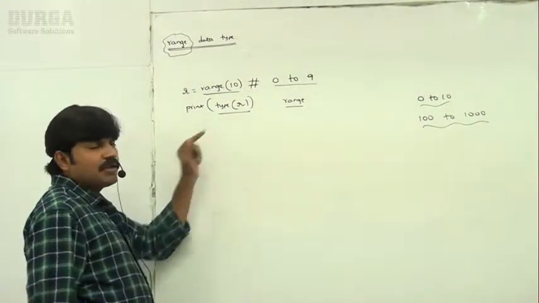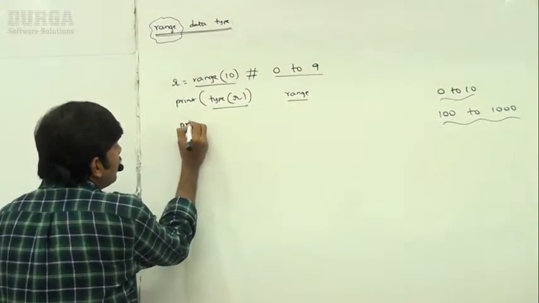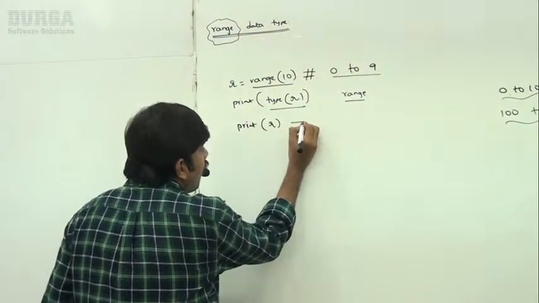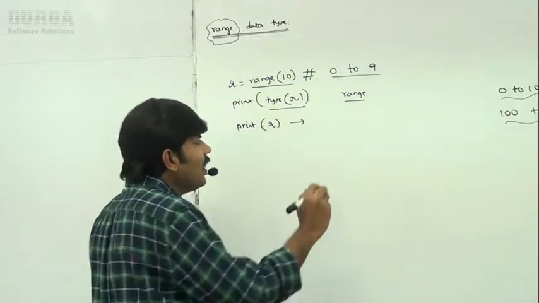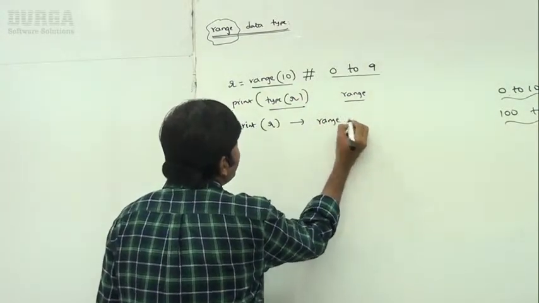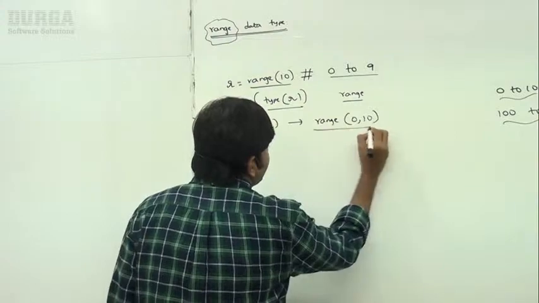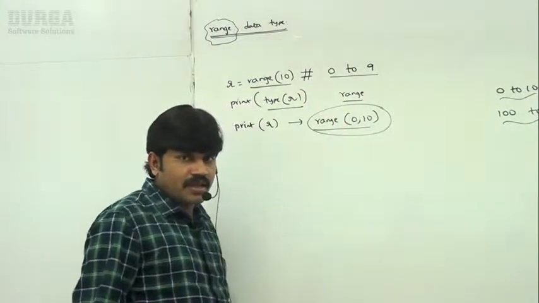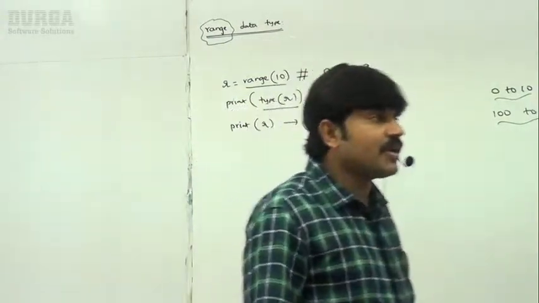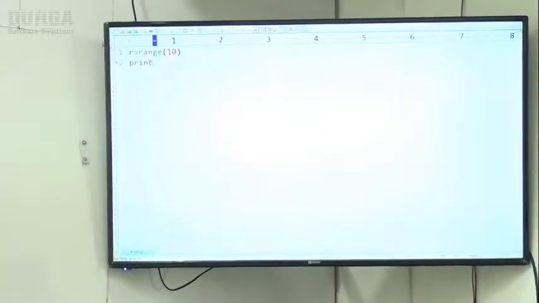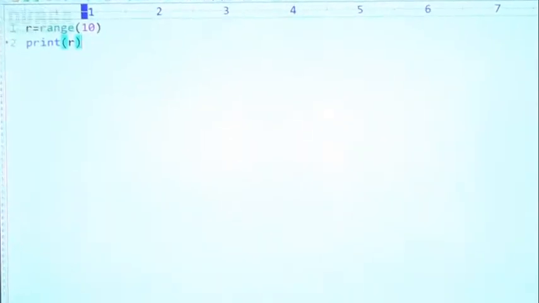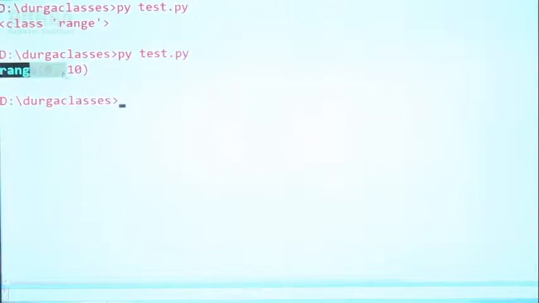Very simple. If you print R, what is the output you are going to get? You are never going to get 0 to 9. It is going to tell range of 0 to 10, like this we are going to get the output. Let me cross check here. Print of just R. What is the answer? Range of 0 to 10. Like this we are going to get.